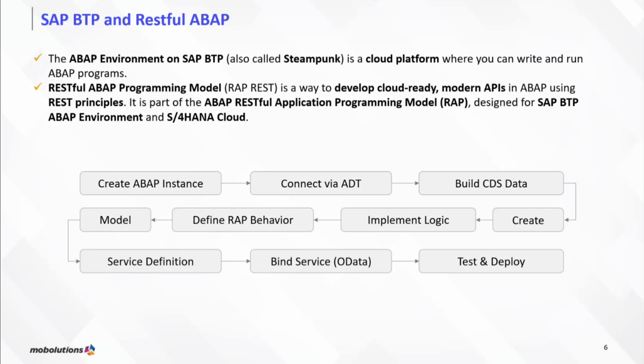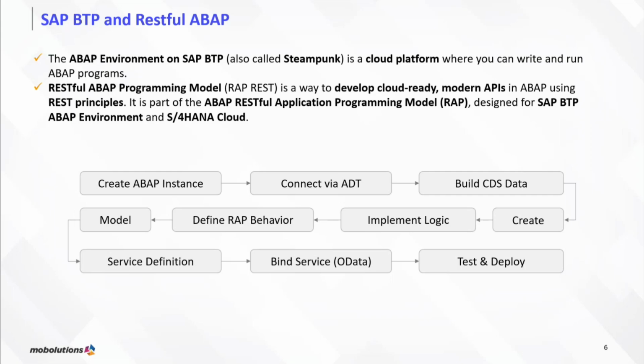Now, let's take a look into BTP and RESTful ABAP. SAP BTP, or Business Technology Platform, provides a cloud environment where ABAP developers can build side-by-side applications that are completely decoupled from the S/4HANA core. This approach lets us innovate freely while keeping the clean core intact.